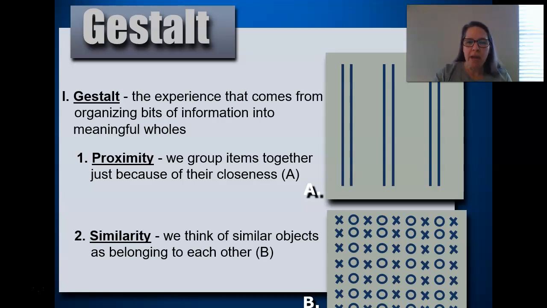Okay, and then the second one is similarity. So we think of similar objects as belonging to each other. So again, when we look at image B, we see this as rows of X's and rows of O's, right? Instead of a row of XO, XO, XO, we see them as singular columns. That's that similarity.